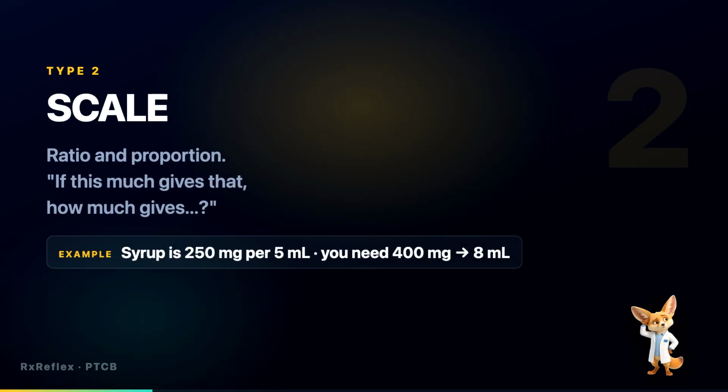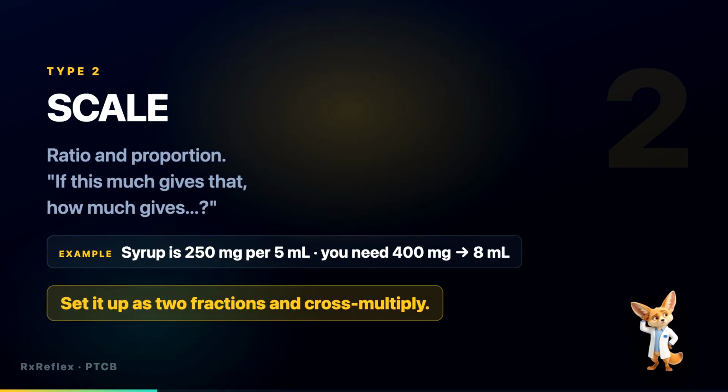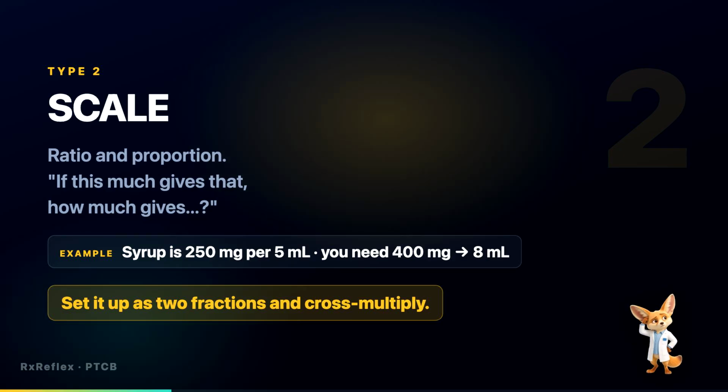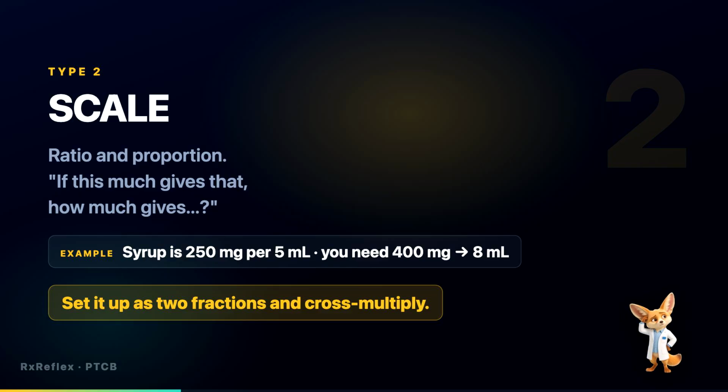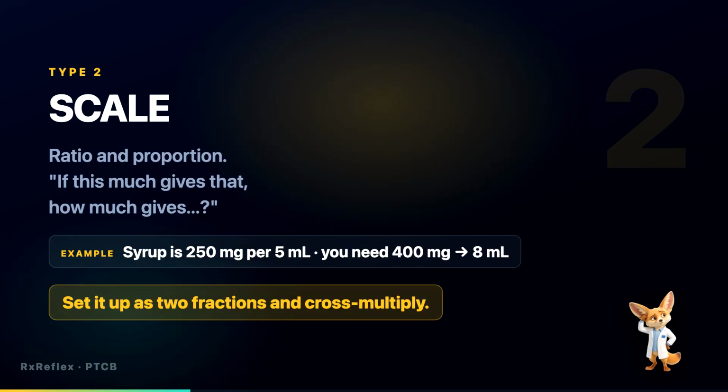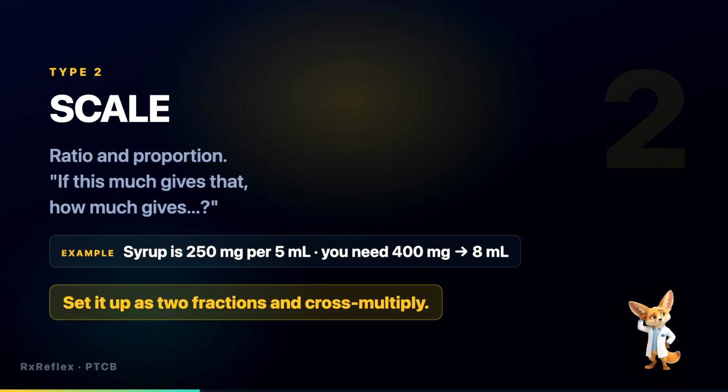Type 2. Scale. This is ratio and proportion. If this much gives you that, how much gives you something else? The setup is always the same. Write it as 2 fractions, put the unknown on top, and cross-multiply. Say your syrup is 250 milligrams in 5 milliliters, and the order is for 400 milligrams. Set up the 2 fractions, cross-multiply, and you get 8 milliliters. Same setup every single time.